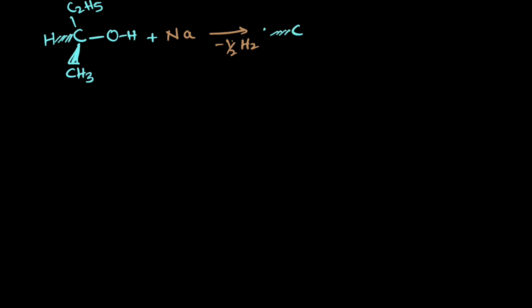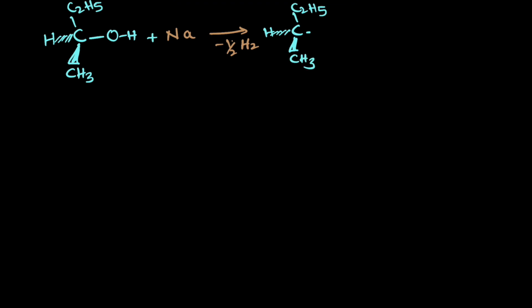One of the important characteristics of this Williamson synthesis reaction: just observe what I am writing. This is a chiral compound with ethyl, hydrogen, methyl and OH. This is an alcohol. If it reacts with sodium metal, what will form? An alkoxide ion forms, and half a hydrogen is eliminated. It is a chiral carbon, so the configuration is present, which is why it is shown with dash and wedge representation.